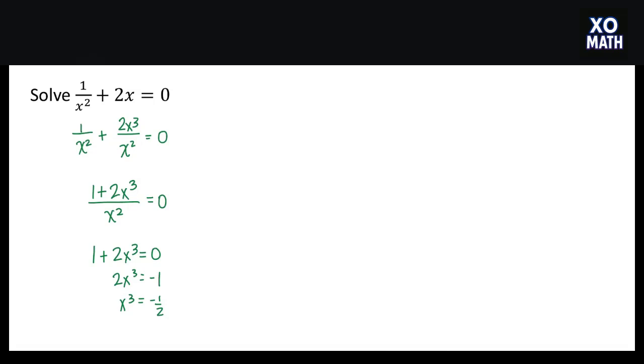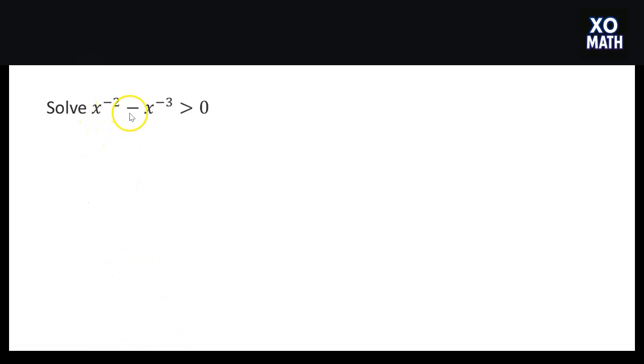I get x cubed is equal to negative 1/2. And then I need to take the cube root of both sides. I get x is equal to the cube root of negative 1/2. And it is possible to have a cube root of a negative number.